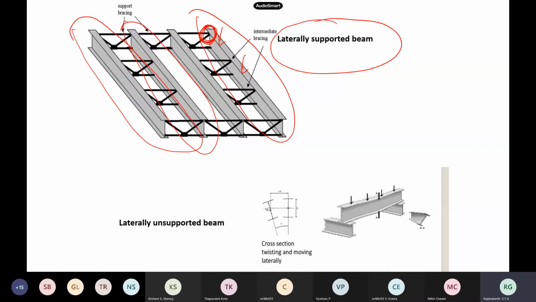But in some practice, sometimes it may not be possible, so you have to check lateral torsional buckling also. So these are some techniques we use in practice to restrain the beam to avoid lateral torsional buckling.